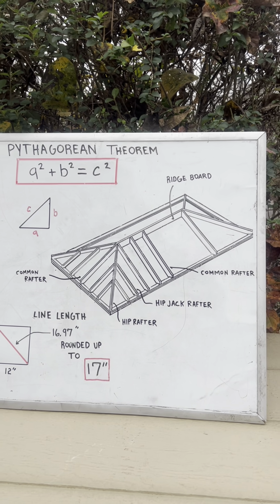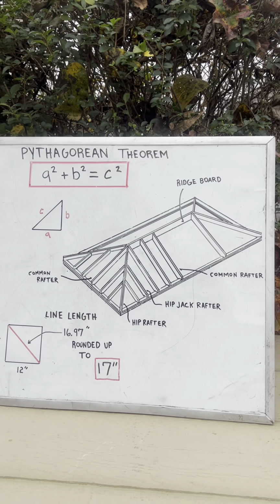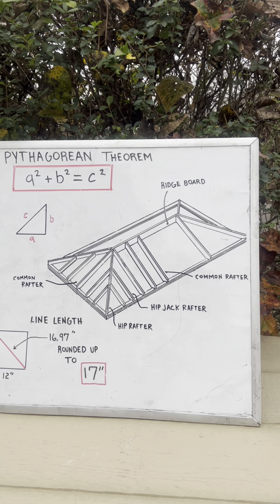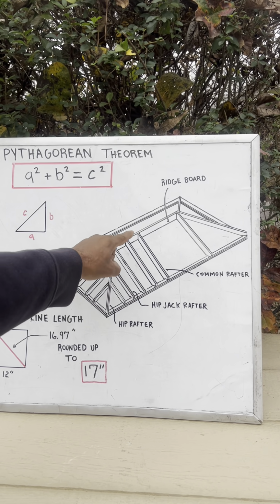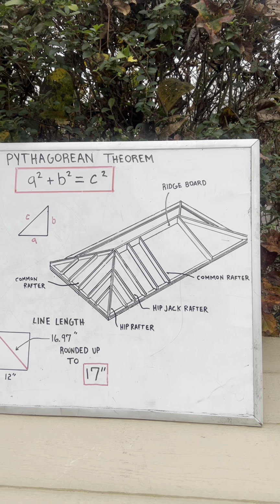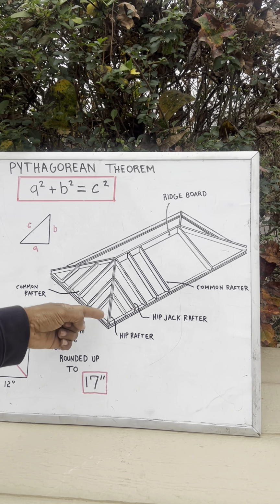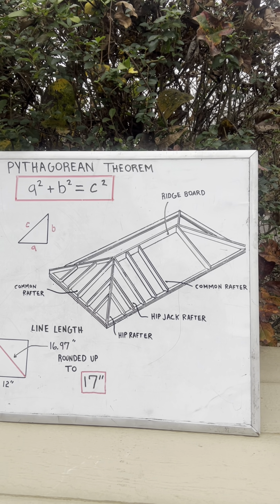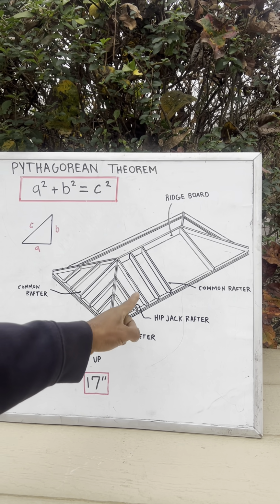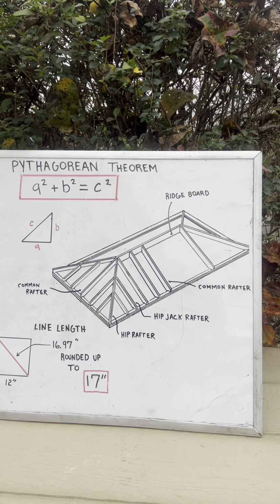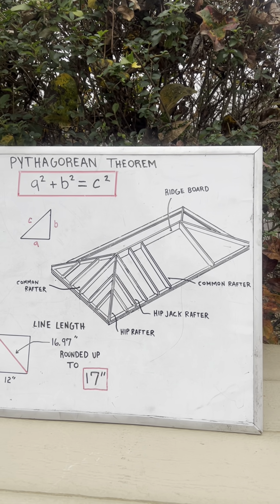Let's take a look at my hip roof to identify some different types of roof rafters. So right here, we have a common rafter. It runs from my double top plate to the face grain of my ridge board. And right here at the outside corner is my hip rafter. It runs at a 45-degree angle towards my ridge board. And right here, we have a hip jack rafter. It runs from my double top plate to my hip rafter.